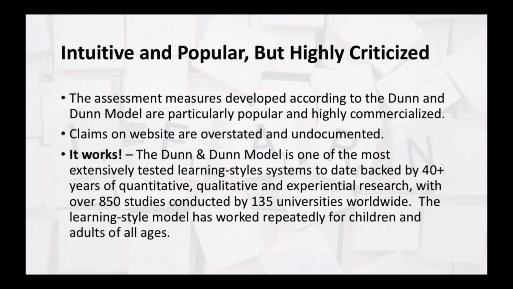While both intuitive and popular, the theory is also highly criticized. The assessment measures developed in accordance with the Dunn and Dunn model are particularly popular and highly commercialized. Claims on the website are overstated and undocumented, including the following verbatim claims. It works! The Dunn and Dunn model is one of the most extensively tested learning styles systems to date, backed by 40-plus years of quantitative, qualitative, and experiential research with over 850 studies conducted by 135 universities worldwide. The learning style model has worked repeatedly for children and adults of all ages.